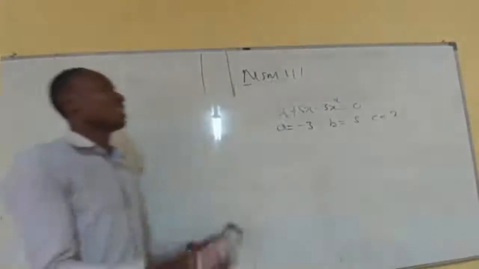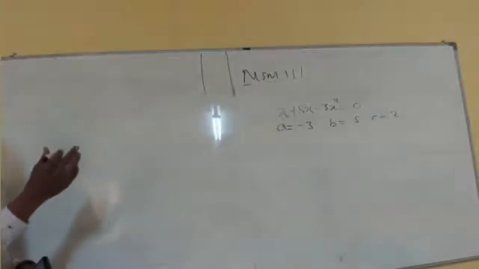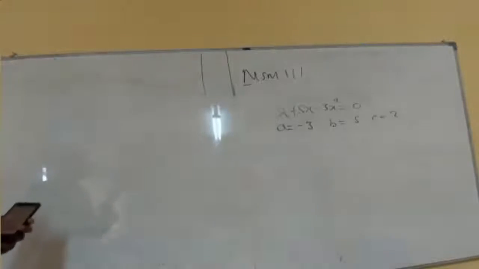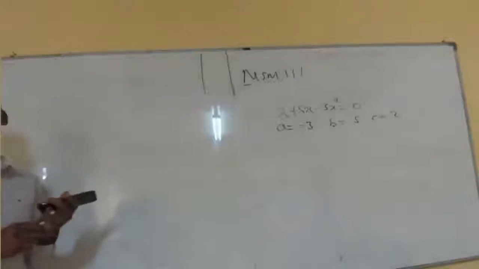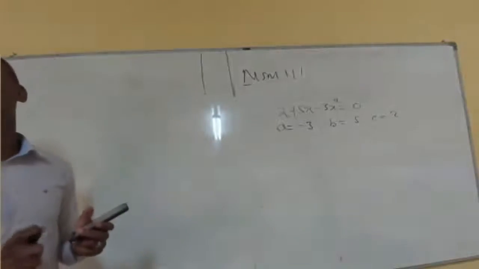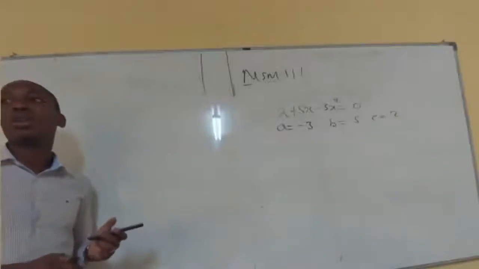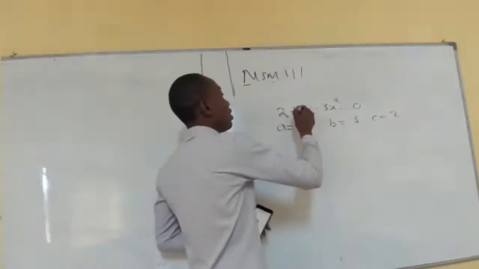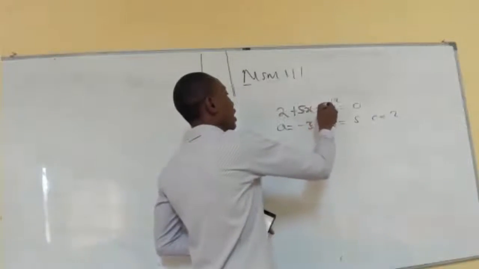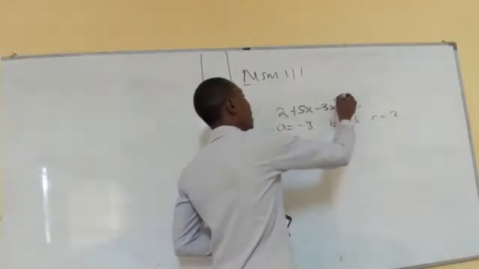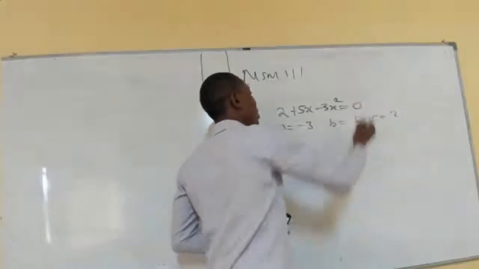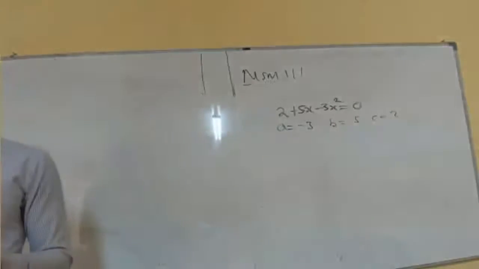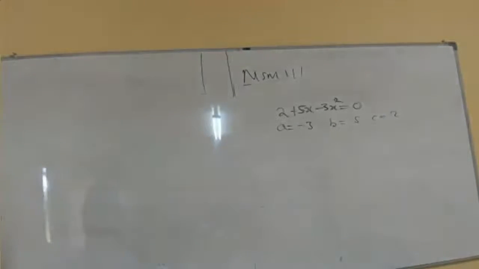It's just been flipped. Not really flipped, but the way it's been written is that a is at the far end and c is at the beginning. So take note of such changes, because some of you are so fast in writing that you would actually copy a as 2, b as 5, and c as 3. This is 2 plus 5x minus 3x squared is equal to 0.